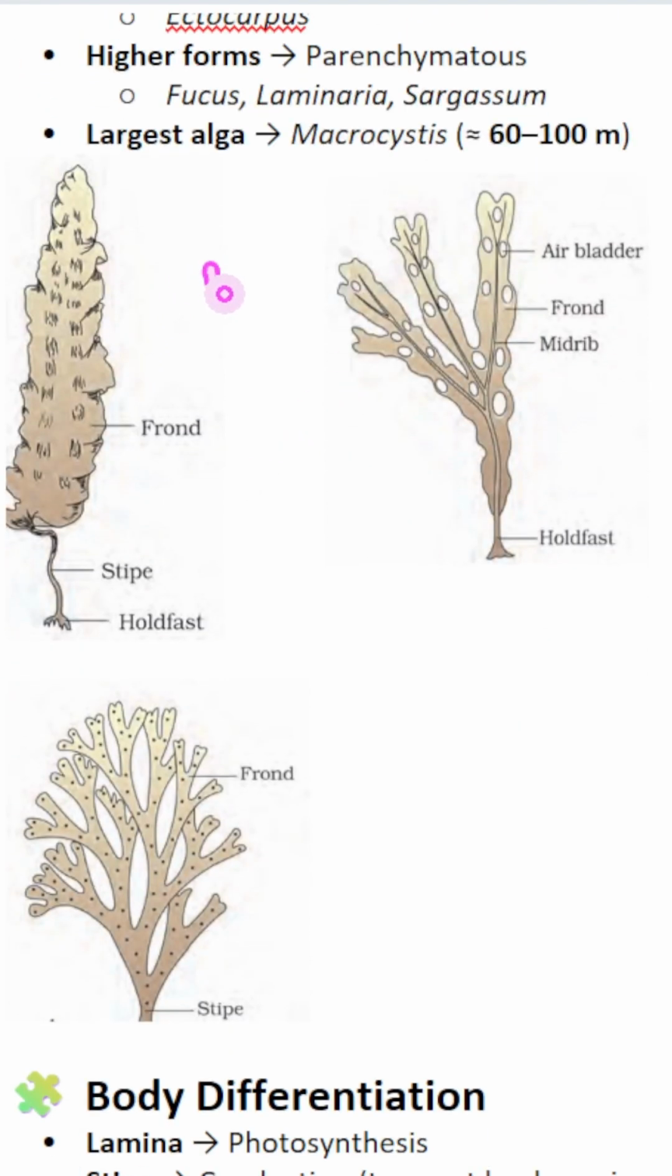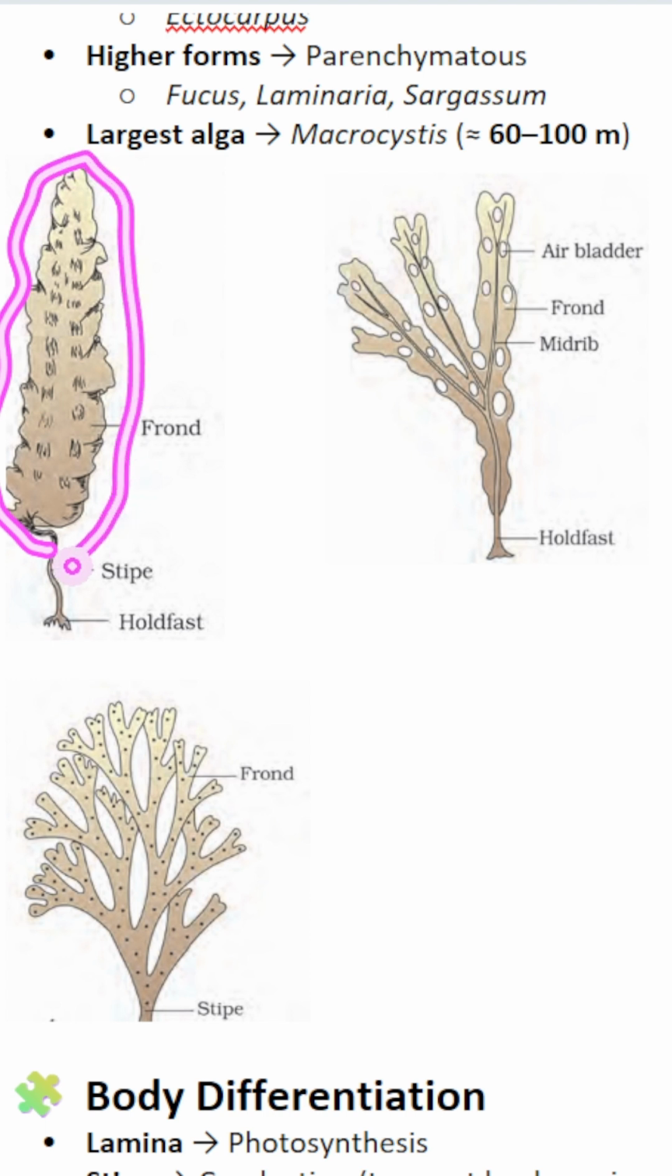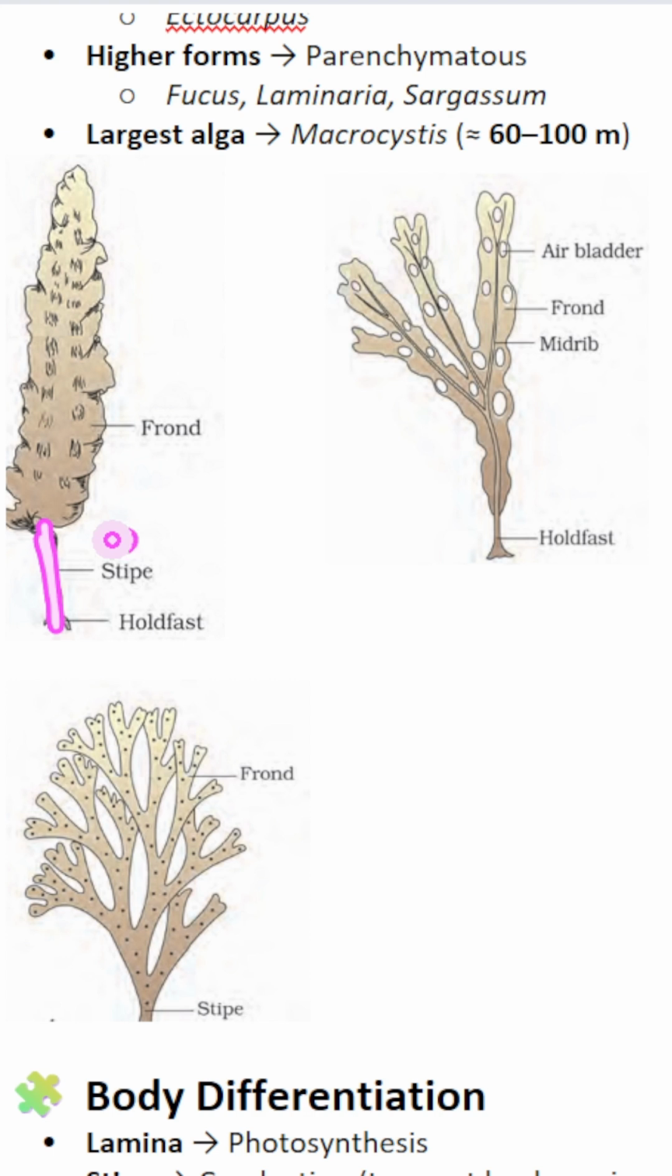So we have three basic types of algae here. In the first, the alga is not branched, and this is the leaf-like structure. This leaf-like structure is called the frond. Here we find the stalk, which is called the stipe, and the fixing part, which is called the holdfast. In the second, the frond is branched, and it also contains small air bladders. In between, leaf-like midribs like those of higher plants are present. A small stipe is present with a holdfast.